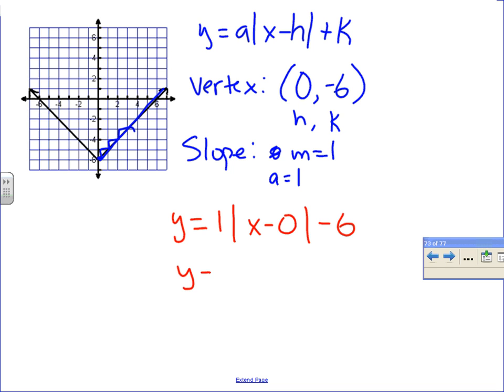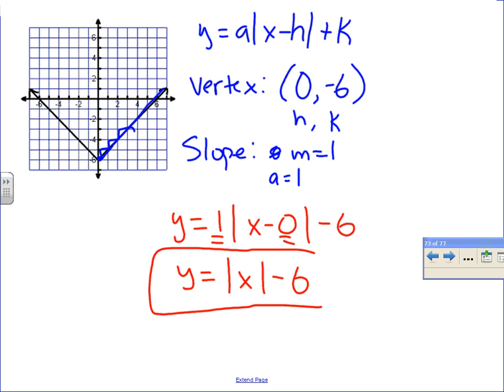So if we simplify this further, we don't need this 1, and we don't need this 0. So it's y equals absolute value of x minus 6. Makes this look a little bit nicer. And remember, this is very similar to the basic parent function, but you just shift the graph down 6 units.